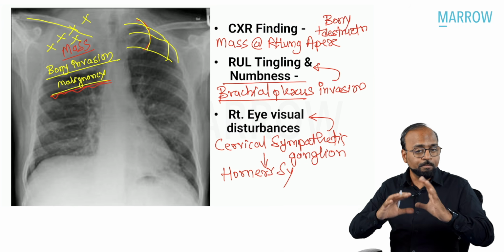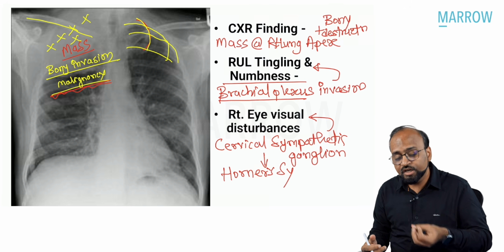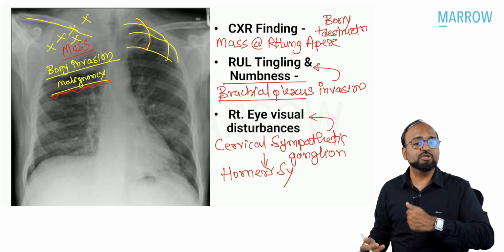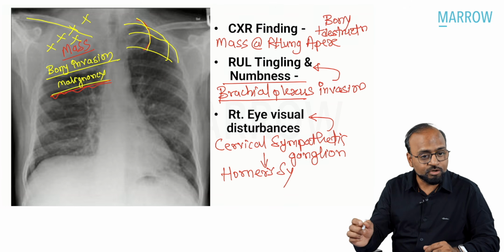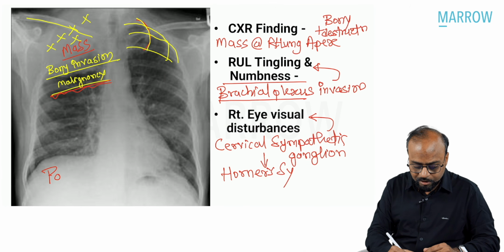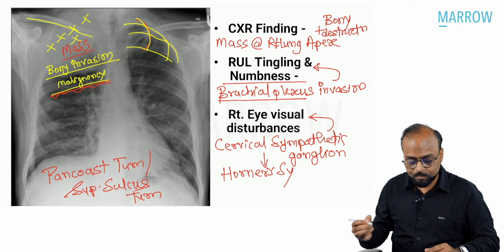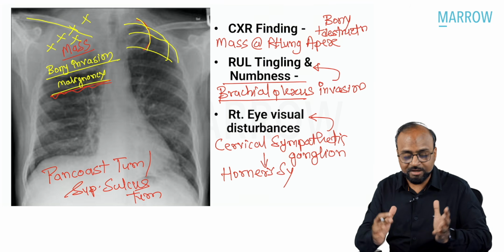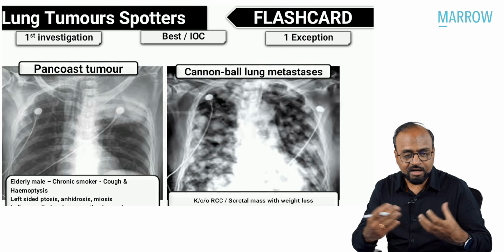So when you see a combination of a lung tumor, possibly malignant because of bony destruction, invading into the brachial plexus nerve roots, invading into the cervical sympathetic ganglia, what is this combination called? This is very typical of a Pancoast tumor, also called a superior sulcus tumor. So Pancoast tumor or a superior sulcus tumor, that is what the diagnosis is. Now we have revised this in our revision section.